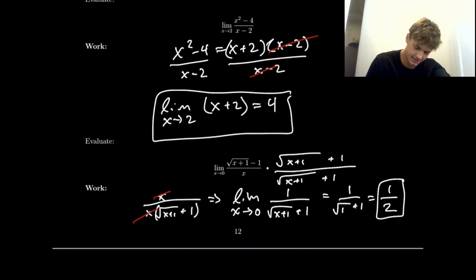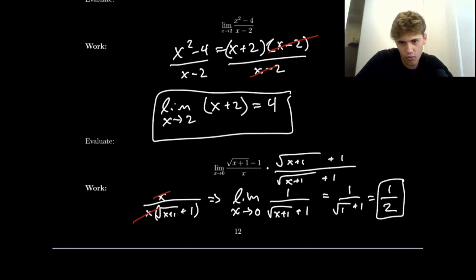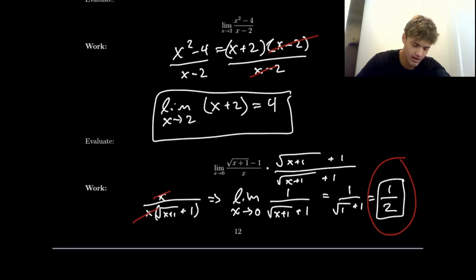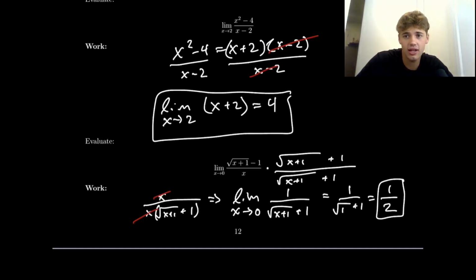What you're going to get is this thing right here, which then you can use direct substitution, plugging in 0 into the square root of x plus 1. That's going to give you square root of 1, which is just 1. So 1 plus 1 on the bottom is 2. Our final answer is 1/2. And that is 2 techniques to continue using direct substitution and getting around 0 over 0.